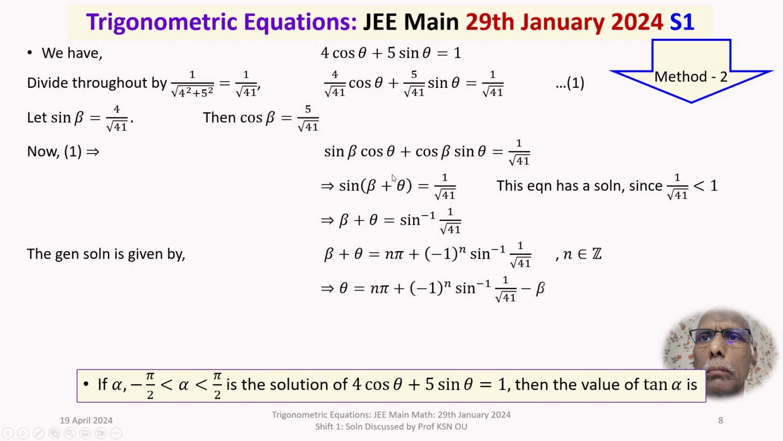Then send this beta to the other side. Theta will be equal to n pi plus minus 1 to the power of n into sin inverse 1 by root 41 minus beta. What is beta? Sin beta is 4 by root 41. Beta will be sin inverse 4 by root 41. So minus sin inverse 4 by root 41. This is also a principal value. So this is the general value for theta. We continue our discussion in the next slide.